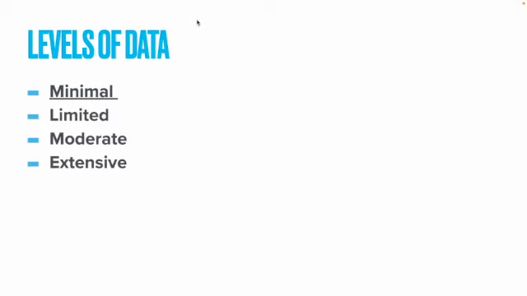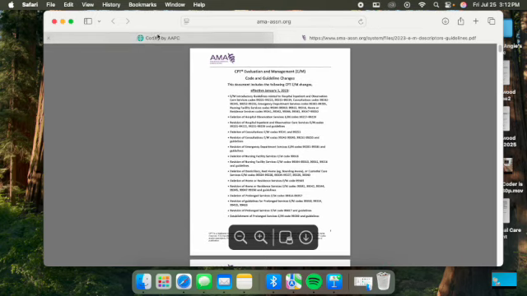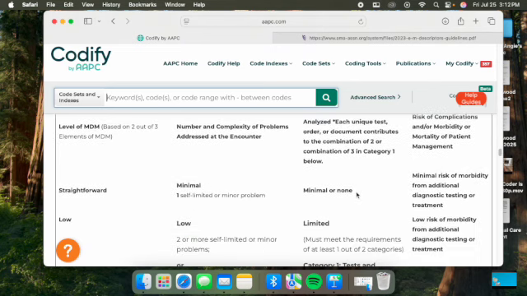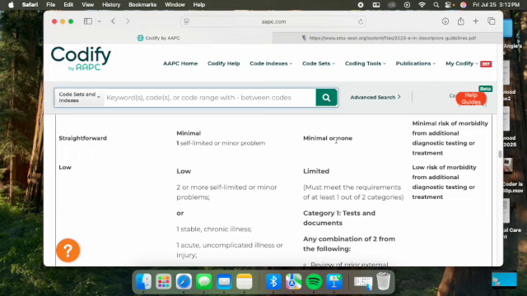So for levels of data, there are 4 levels. You have minimal, limited, moderate, and extensive. We're going to use this chart; it's easier to read, the font is just easier to read. So remember I said for levels of service based on MDM, you must have 2 of the 3. The 3 elements are in the columns here: NCPA, data, and risk. We're focusing on the data. So let's talk about each of these levels of data. The first level of data is minimal, and maybe they might order 1 test or nothing at all. So it's very little right here.